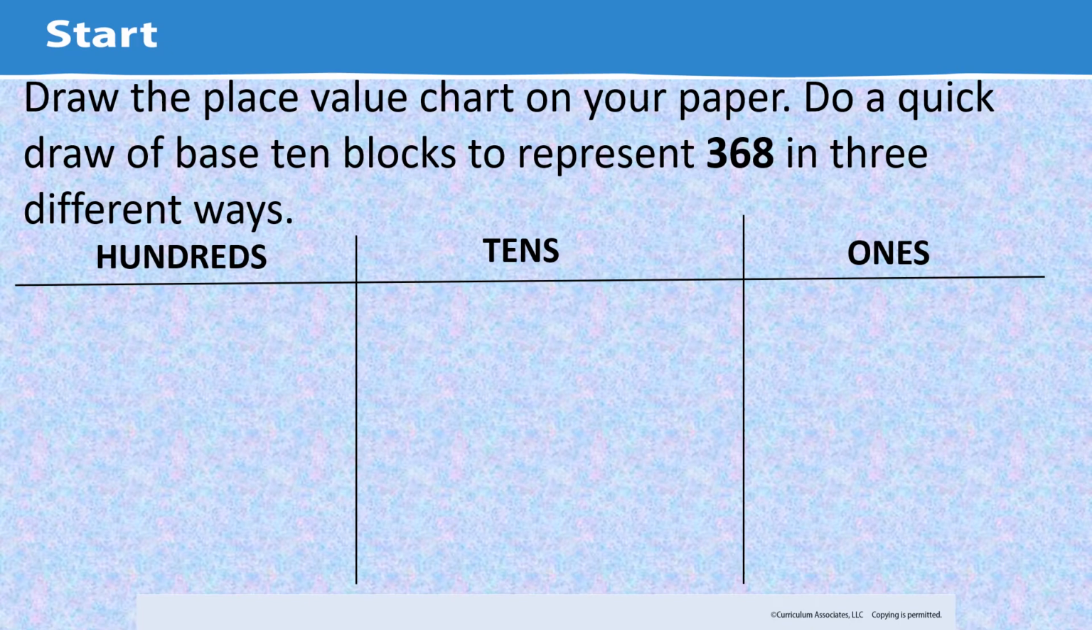Let's get started. Draw the place value chart on your paper. Do a quick draw of base 10 blocks to represent 368 in 3 different ways. So get out a sheet of paper and draw a place value chart just like the one that you see here. Pause the video and restart when you are finished. Remember, you're going to draw 3 different ways to represent the number 368.